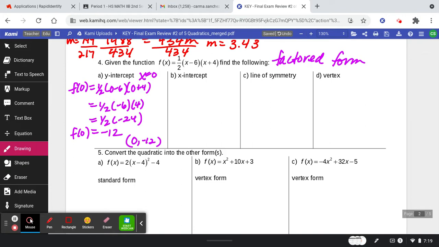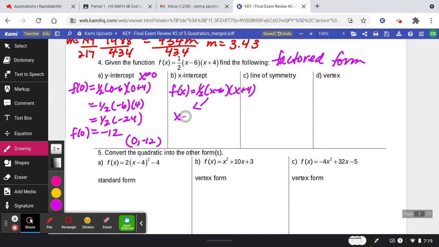So the x-intercept is easily solved for because this is already factored. Where we take each factor and set it equal to 0. Because again, by definition, let's make the output 0 this time. For the x-intercept, the output is 0. The y is 0.